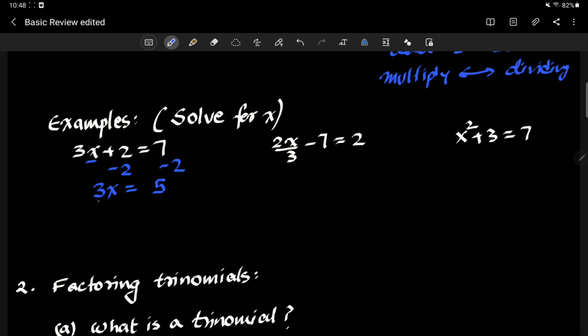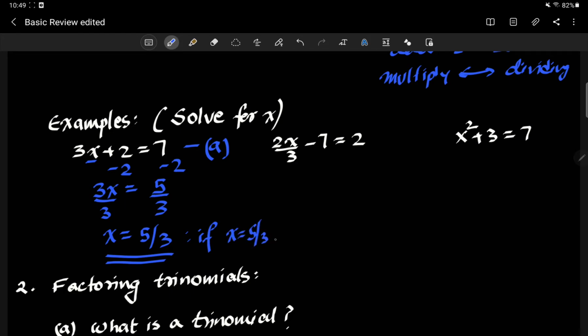Now you want to undo this multiplication. To do that, we use division. So you get x equals 5/3. Now what this really means is if x has that value, then this statement is true. Let's call this statement A: if x is 5/3, statement A is true. For any other value of x, the statement is false. That is the idea. I'm going to skip the second example and have you work on it on your own.